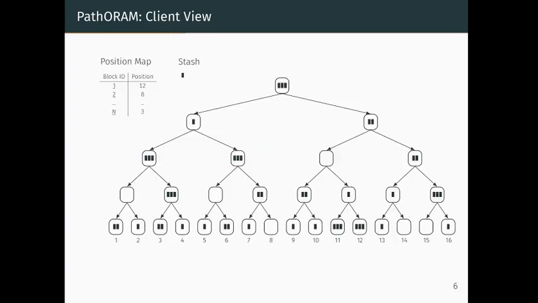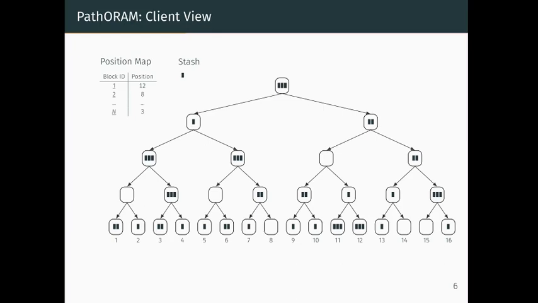A client stores n data items in a binary tree, where each node is a bucket that contains a fixed, constant number of blocks, which in this example is 3, and each block is, say, 4 kilobytes and consists of the block ID and data, all encrypted under a key known only to the client. For each unused block in a bucket, a dummy block is placed, so each node is actually filled with 3 blocks, but on the slide we only indicate the real blocks.